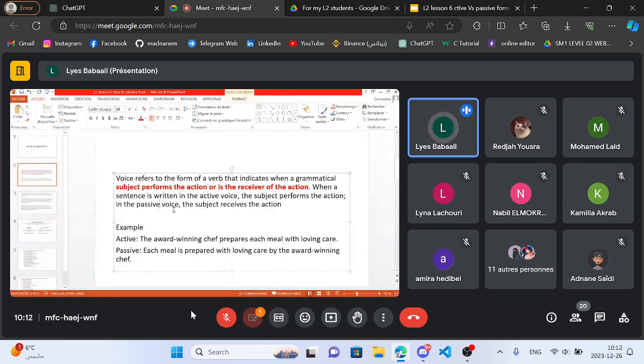Let's continue reading and then I'll tell you. When a sentence is written in the active voice, the subject performs the action, while in the passive voice, the subject receives the action. So when we want to know whether it's an active or passive voice, we have to ask ourselves this question: does the subject perform the action, or does he receive the action? If he performs it, then the sentence is in active, and when he receives it, it's in passive.